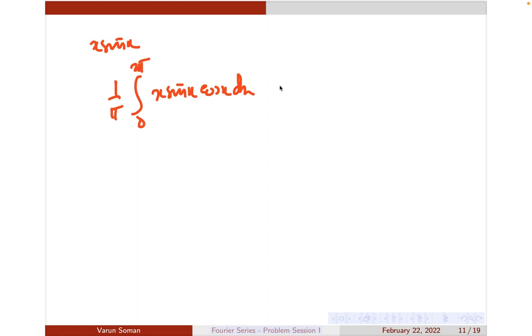So it is sin 2x. So it will simply be 1 by pi into integral 0 to 2 pi. If I take x by 2, this will become 2 sin x cos x, so it is sin 2x dx. Okay, so 1 by 2 pi now.